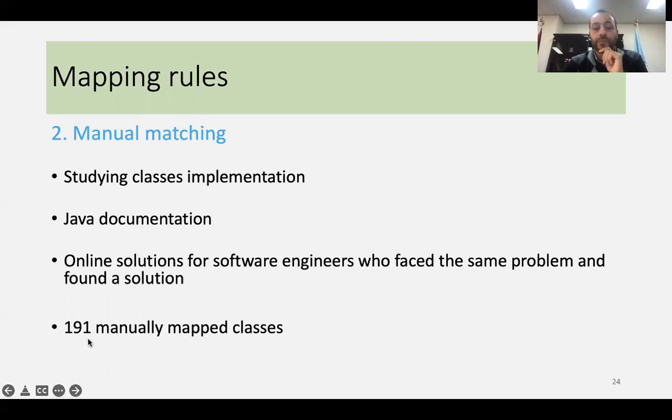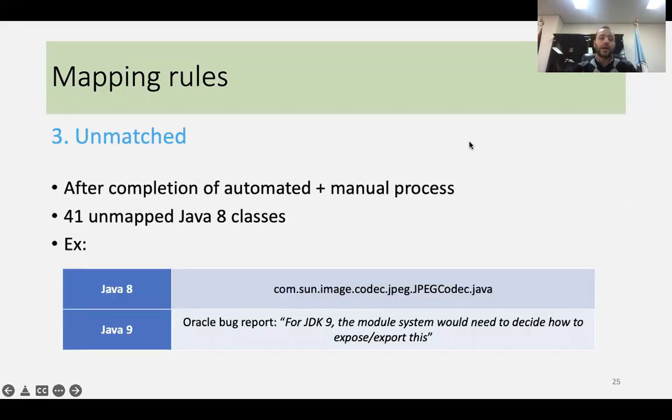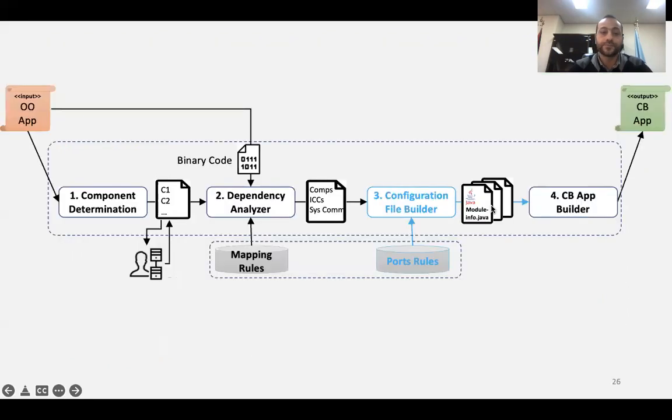We were able to manually map 198 Java 8 application classes to Java 9 classes. After that, we were left with 41 unmapped classes. Some of them have actually been reported as bug reports on the Oracle website. So for example, this class does not have any equivalent class in Java 9.